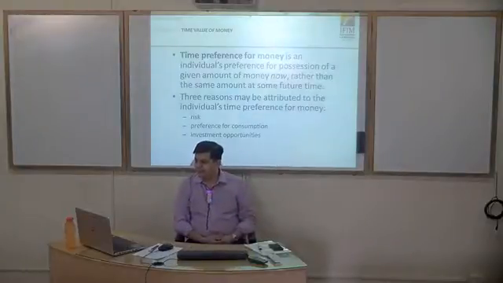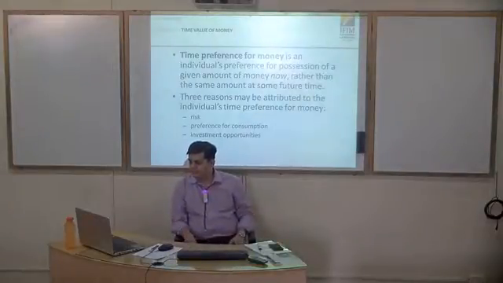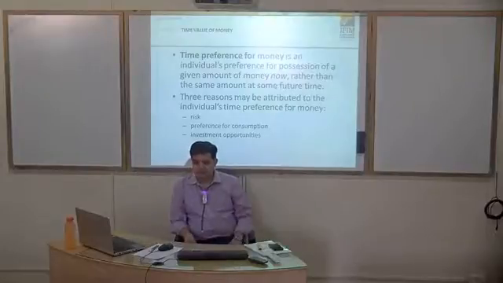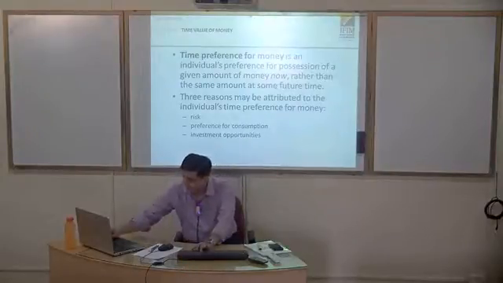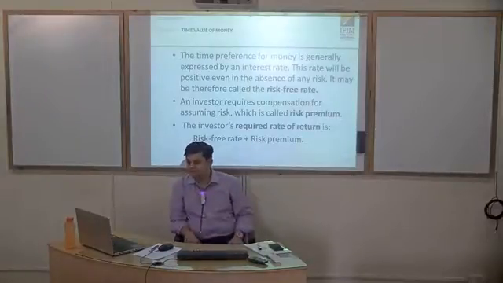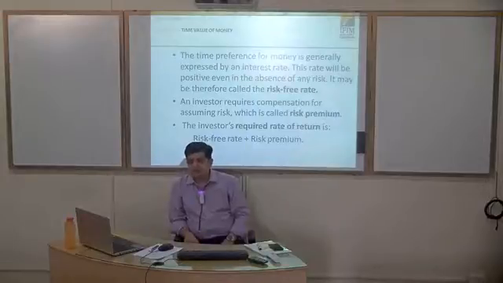Time preference for money is an individual preference for possession of a given amount of money now rather than the same amount at some future time. Three reasons may be attributed to the individual's time preference of money: risk, preference for consumption, investment opportunity. It's generally expressed by an interest rate. The rate will be positive even in the absence of any risk. It may therefore be called the risk-free rate.